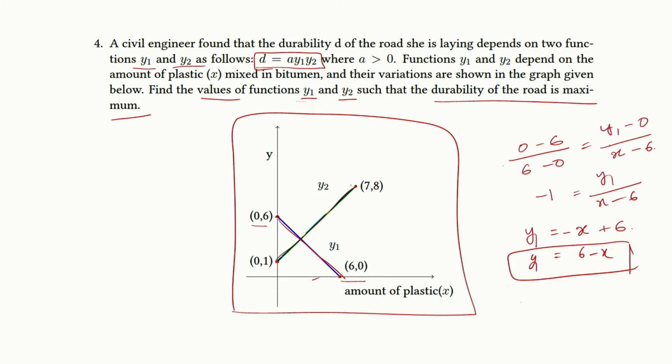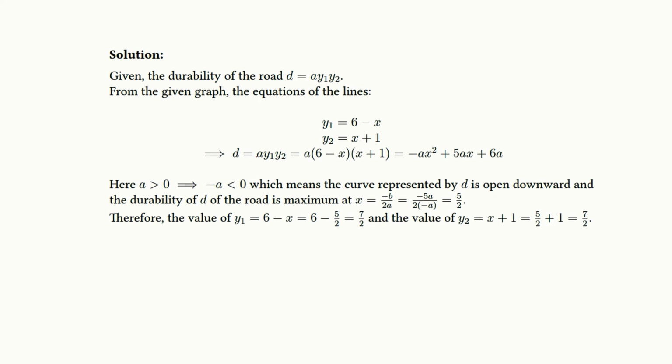And similarly, if you use the 2-point form where y2 passes through (0, 1) and (7, 8), we will get y2 is equal to x plus 1. Okay, now we got the equations y1 and y2 with respect to x. Let's substitute this into D is equal to A times y1 and y2. If we substitute y1 and y2 in terms of x here, we will get D is equal to minus ax square plus 5ax plus 6a.